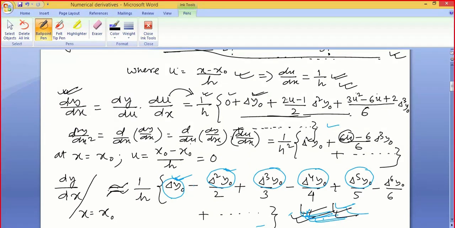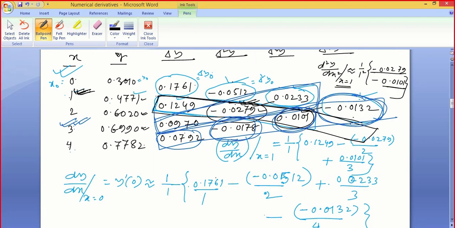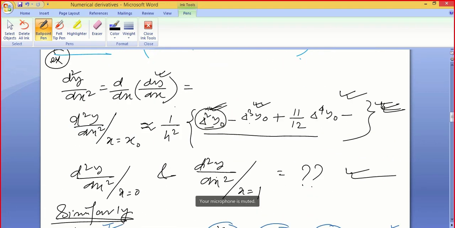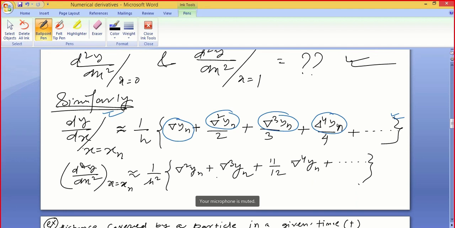For your first derivative, that formula, if you use the forward difference operator, it will be the alternating series. If you use the backward difference operator, your series will be simply a plus series. Those two formulas you have to remember.